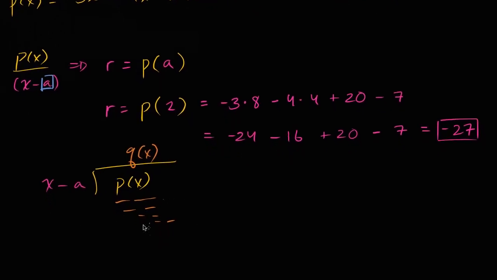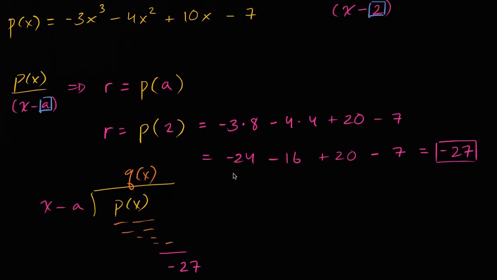But eventually, we would have gotten to an expression that has a lower degree than this. It would have to be a constant, because this is first degree, so it would have to be essentially zero degree. So we would have eventually gotten to our negative 27. But this was much, much easier than having to go through this entire exercise. Hopefully you appreciated that.